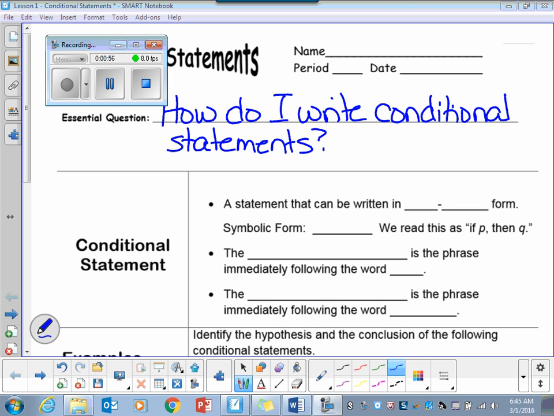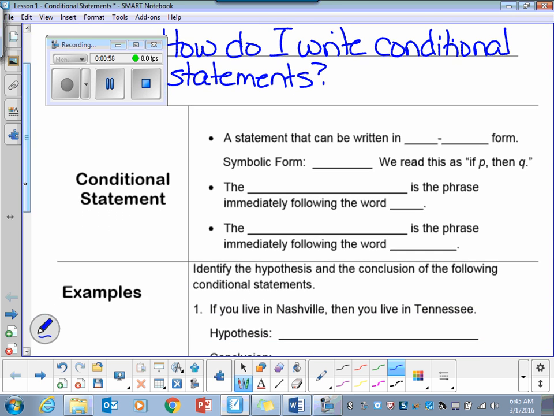So in mathematics, a conditional statement is a statement that can be written in if-then form. Symbolically, we use p to represent the if, q to represent the then, and we draw an arrow pointing from p to q. These are both lowercase letters. We read this, if p, then q.